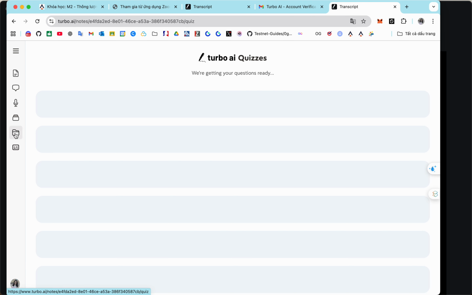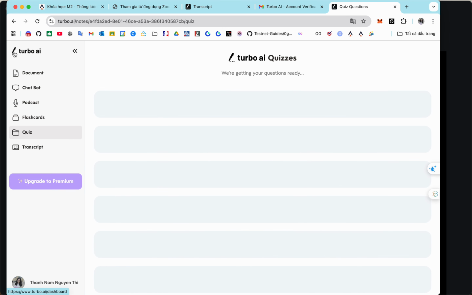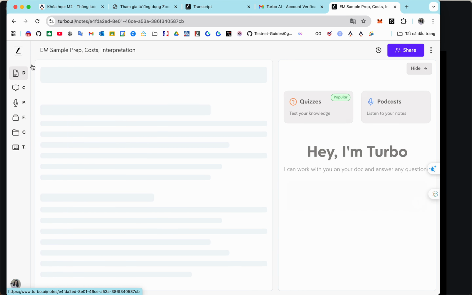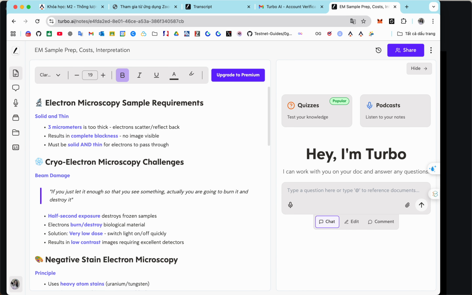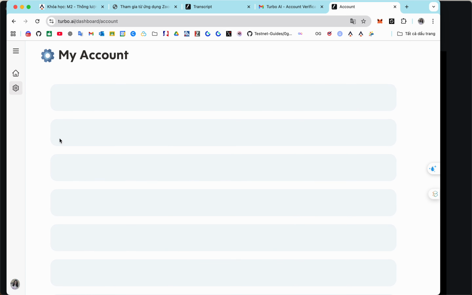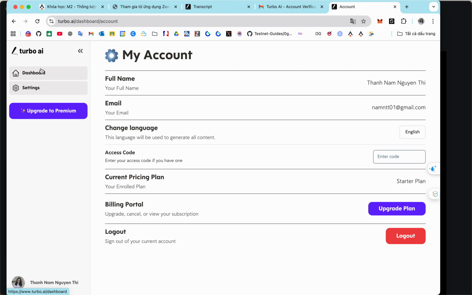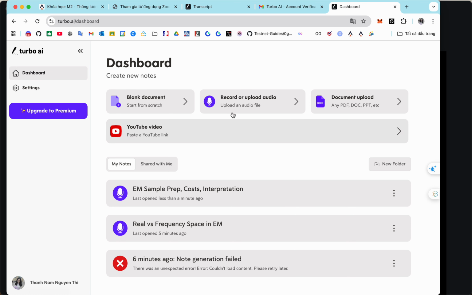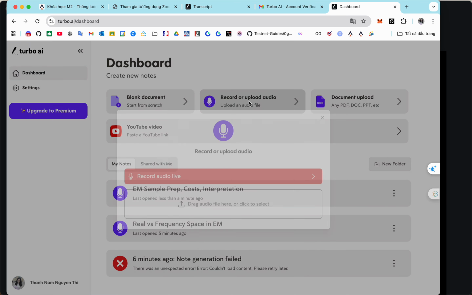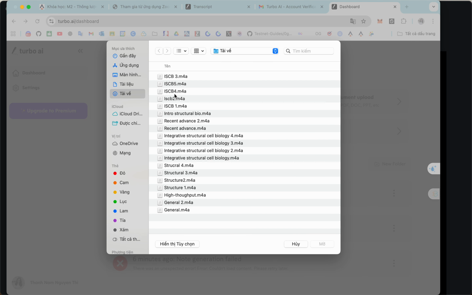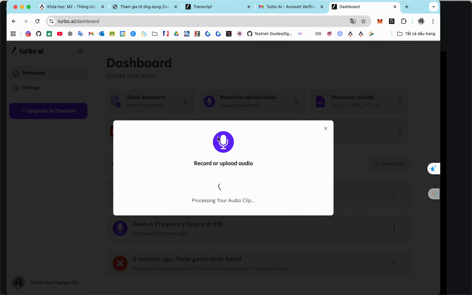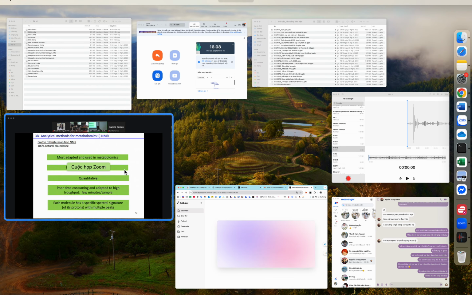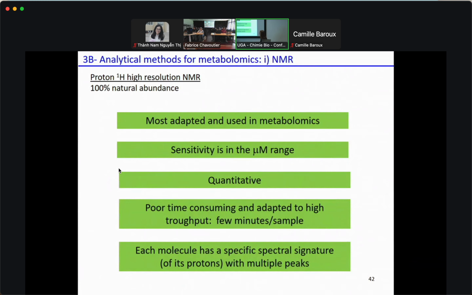So, as I told you, proton, so hydrogen, high resolution NMR is the most adapted and used in metabolomics. The sensitivity is in the micromolar range. This is quantitative, adapted to high throughput. And each molecule has a specific spectral signature.